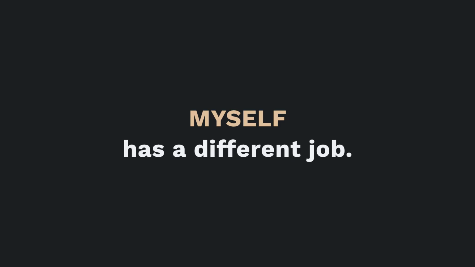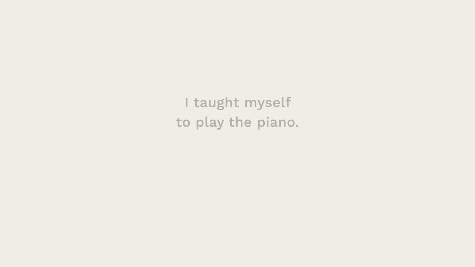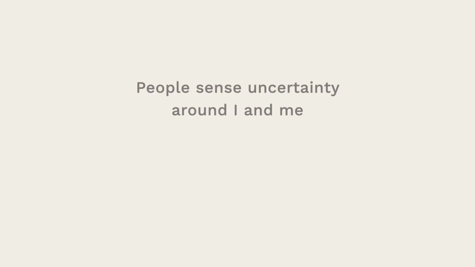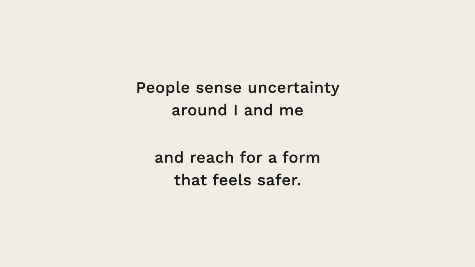It's typically used in the reflexive case, when the subject and object are the same. For example, "I taught myself to play the piano." There, the subject and the object refer to the same person. That's where reflexive pronouns belong. But in the two earlier examples, that isn't what's happening. So myself may sound correct without actually functioning correctly. And that often reflects overcorrection. People sense uncertainty around I and me and reach for a form that feels safer.